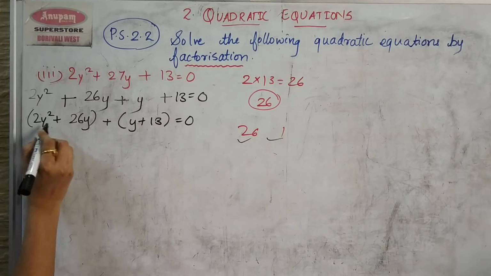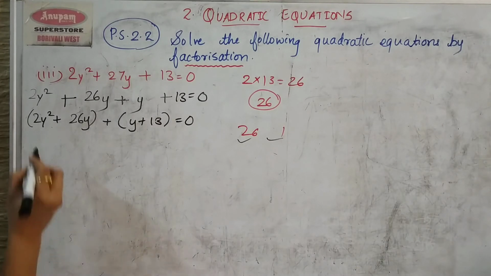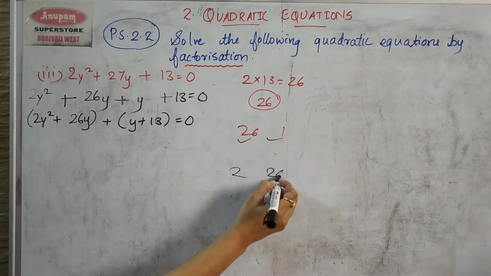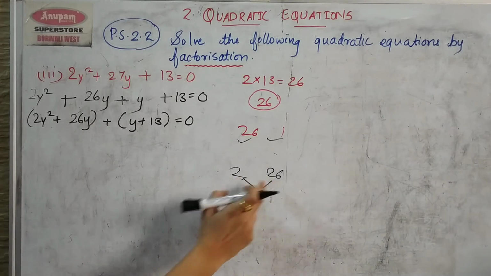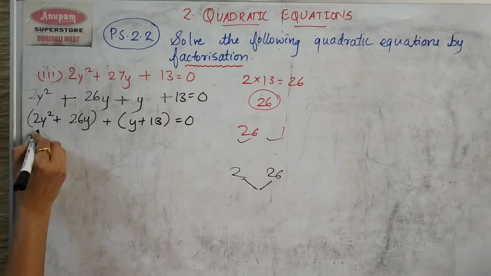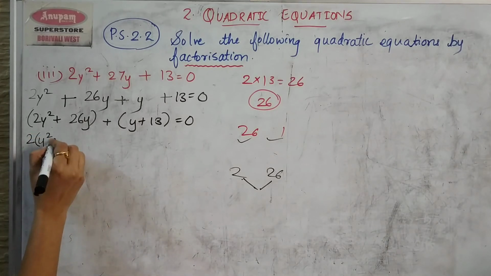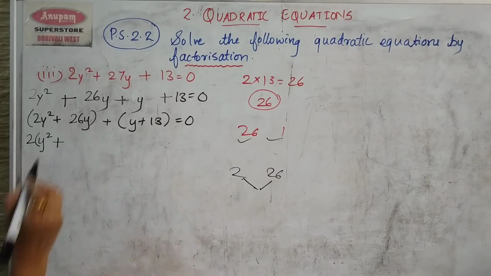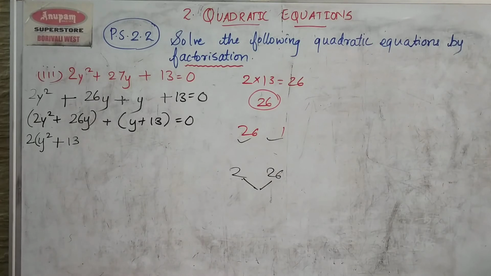Now here, children, 2y square and 26y. How do you find out what is common here? So first we'll check the numbers. Now 2 and 26, first we'll check with the number 2. This 2 and 26 comes in 2's table. Yes. So that I'll put outside. Both the numbers are divisible by 2, so 2 goes outside and inside remains y square. Plus 2 into what will give you 26, children? 2 into 13 will give you 26.